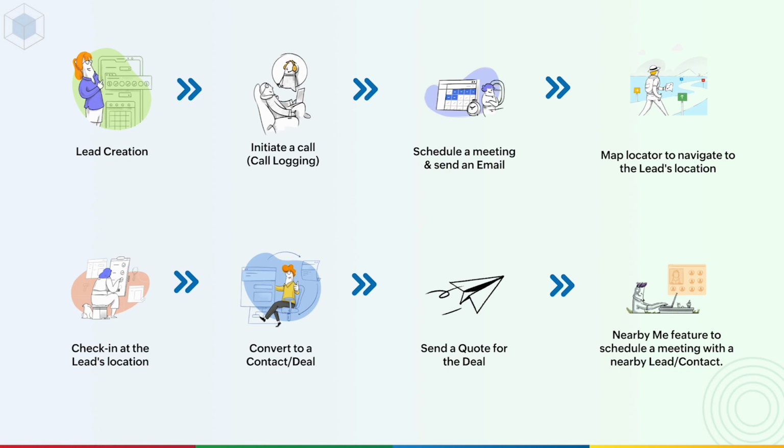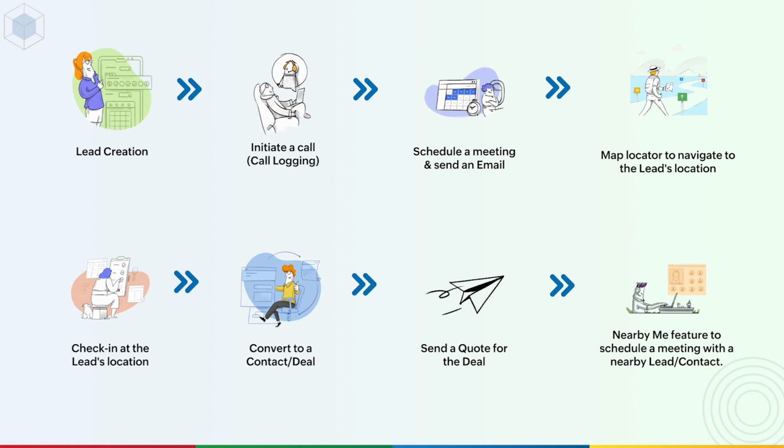Finally, the user has completed the meeting with their contact, and since they have a lot of time to spare, that is where the user decides to make use of the Nearby Me map feature to access the map and to schedule a meeting or drop a surprise visit to the lead or contact who is located near the user's current location. This way, the user continues with the next deal and the cycle goes on.